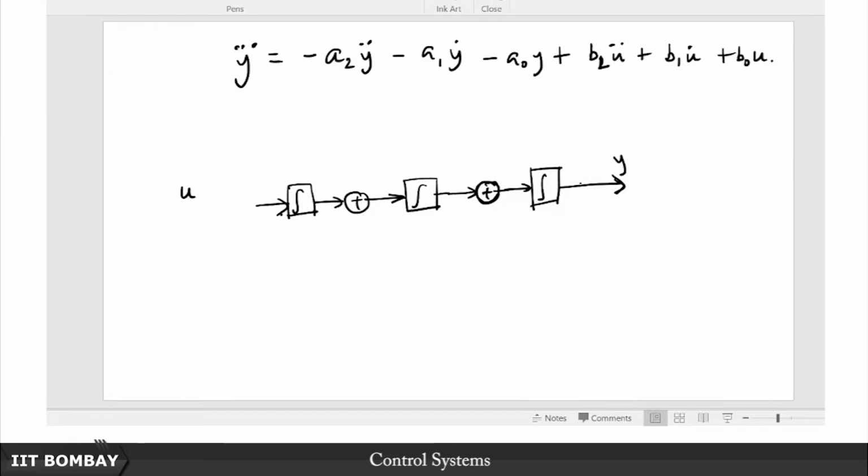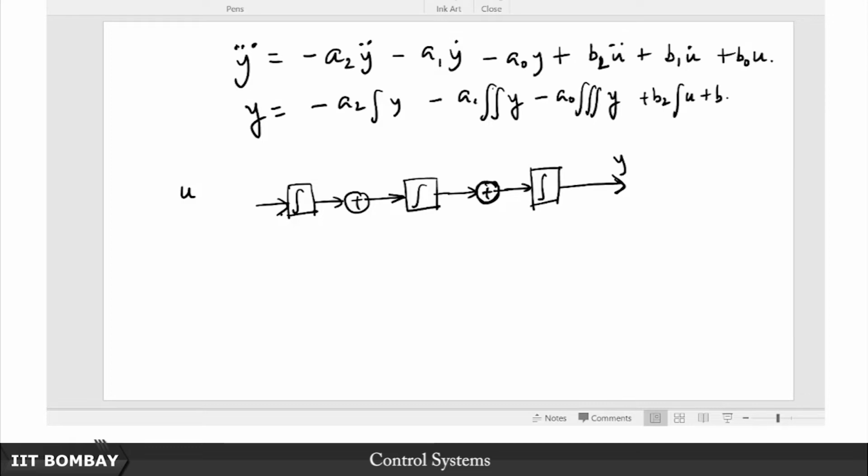Then we know what is after y triple dot. If we integrate this thrice, we get that y is equal to minus a2 integration of y. I am just omitting the dt, you understand what it means, this is just symbolic. Minus a1 twice the integration of y, minus a0 thrice the integration of y, plus b2 integration of u, plus b1 twice the integration of u, plus b0 thrice the integration of u.